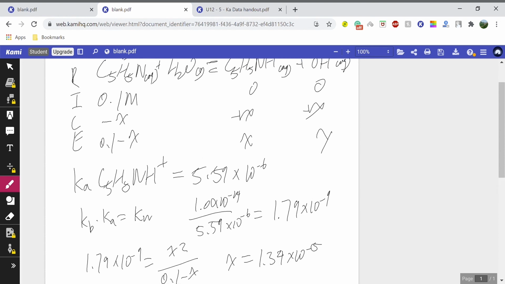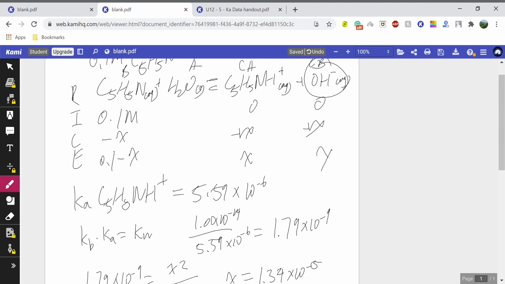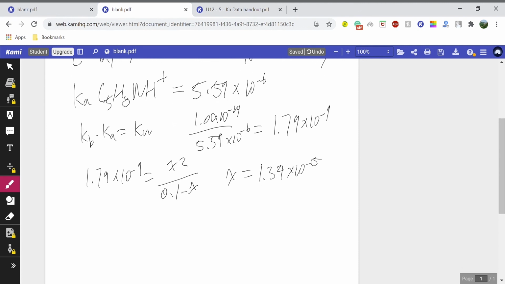And what is x? X is both our concentration of OH minus and our concentration of our conjugate acid. So now that we know the concentration of OH minus at equilibrium, we can use pOH is equal to the negative log of the concentration of OH minus, which is the negative log of 1.34 times 10 to the negative 5. Now if we go to negative log of 1.34 e to the negative 5th, we get pOH as 4.87.